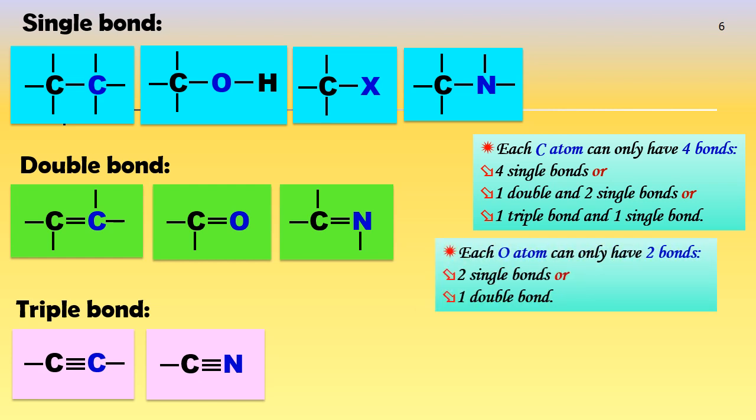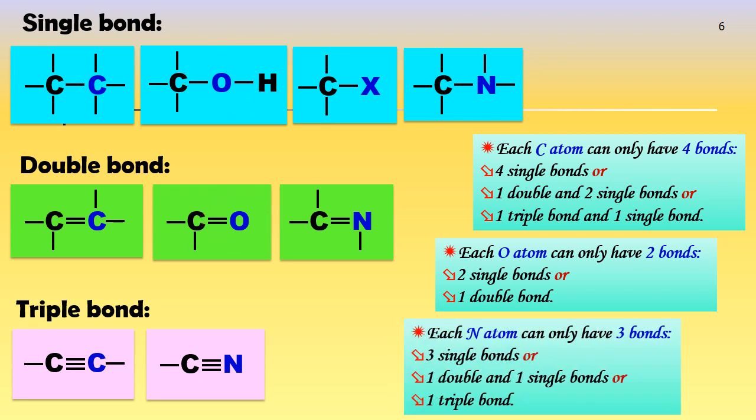For oxygen atom, each atom can only have 2 bonds, which can either be 2 single bonds or 1 double bond. While for nitrogen atom, each can only have 3 bonds, which can either be 3 single bonds, or 1 double and 1 single bond, or 1 triple bond.